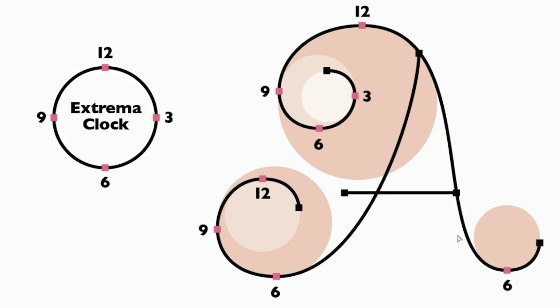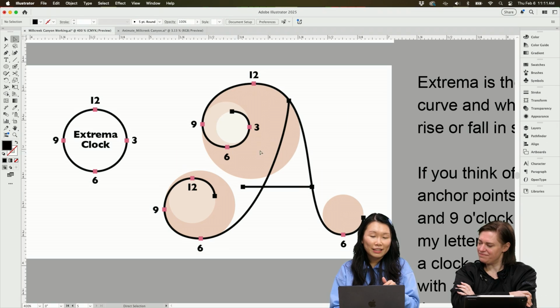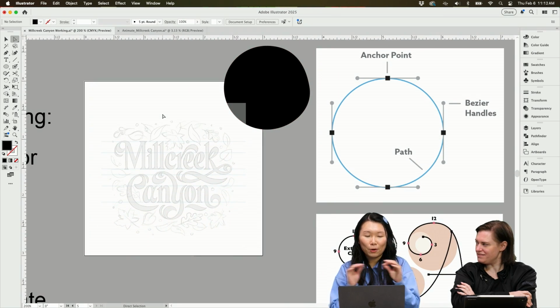You can see that this curve right here, if I imagine that it's part of a circle, I would place an anchor point at 6 o'clock. And if you're imagining this giant curve right here as part of a bigger circle, you're placing an anchor point at 12 o'clock. And you have to use horizontal or vertical Bezier handles.